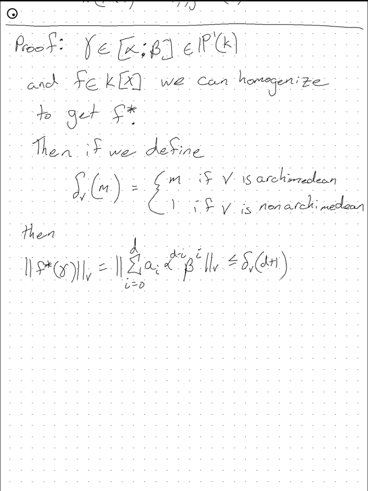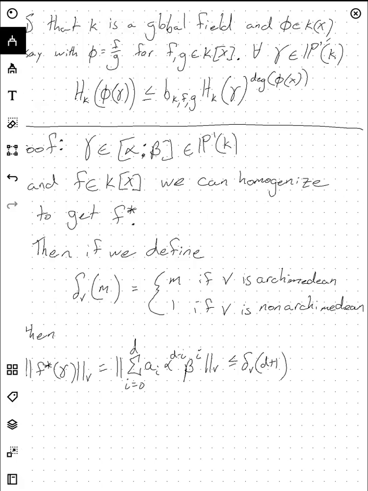Wait a minute, something feels off. Okay, so I just double checked my work, and this is correct. This is delta nu of the number of terms times the max over the magnitude of each of the terms. This is the triangle inequality in both the non-Archimedean and Archimedean places. That's why we define the delta nu to be what it is.